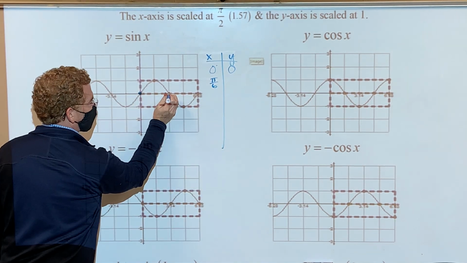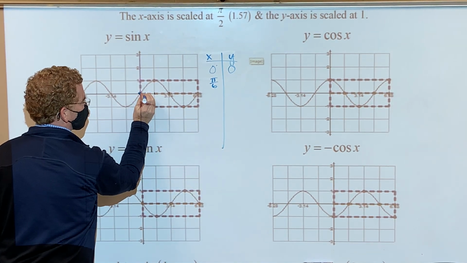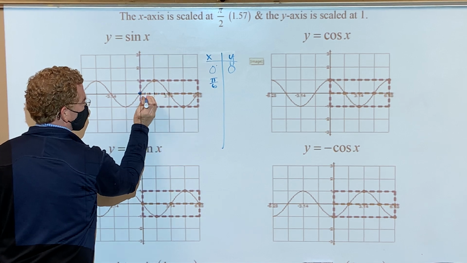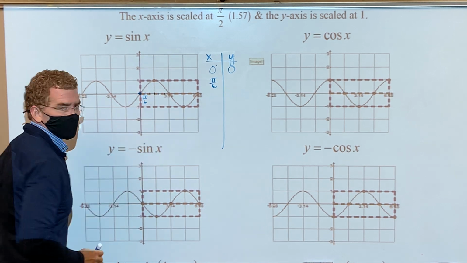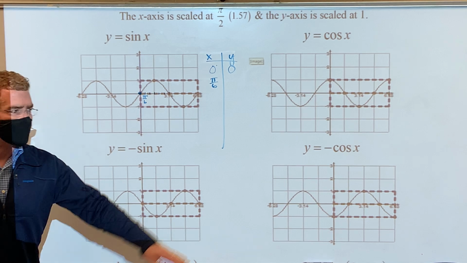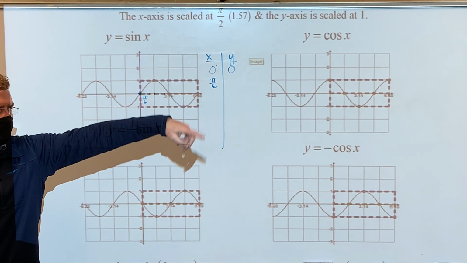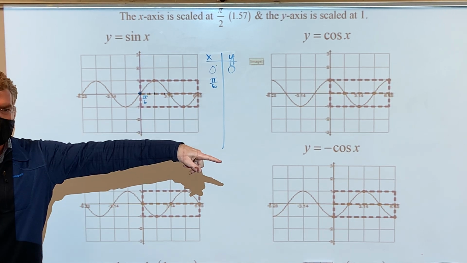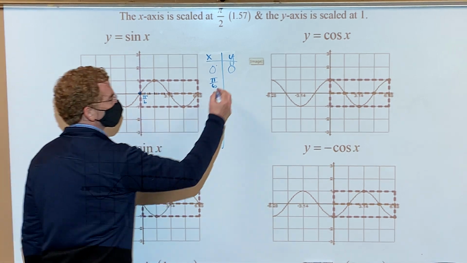And if this is pi, if you broke this into 6 parts, this would be pi over 6, right? Now, what's sine at pi over 6? Up what? Over a lot? Up a little, so up a half.